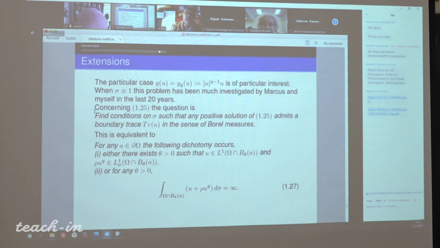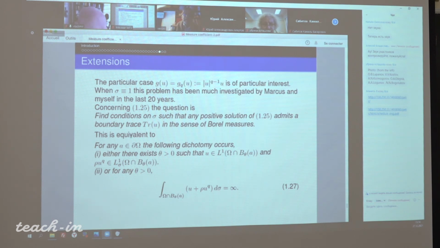And the question is the following. I'm going to give you two problems. Find conditions on the measure σ such that any positive solution admits a boundary trace. It was shown by Marcus and myself that if q is bigger than 1, the boundary trace is not necessarily a Radon measure, but it is a coherent measure, that it can be infinite on a compact set of the boundary. And we have a whole description; we have a book on that.